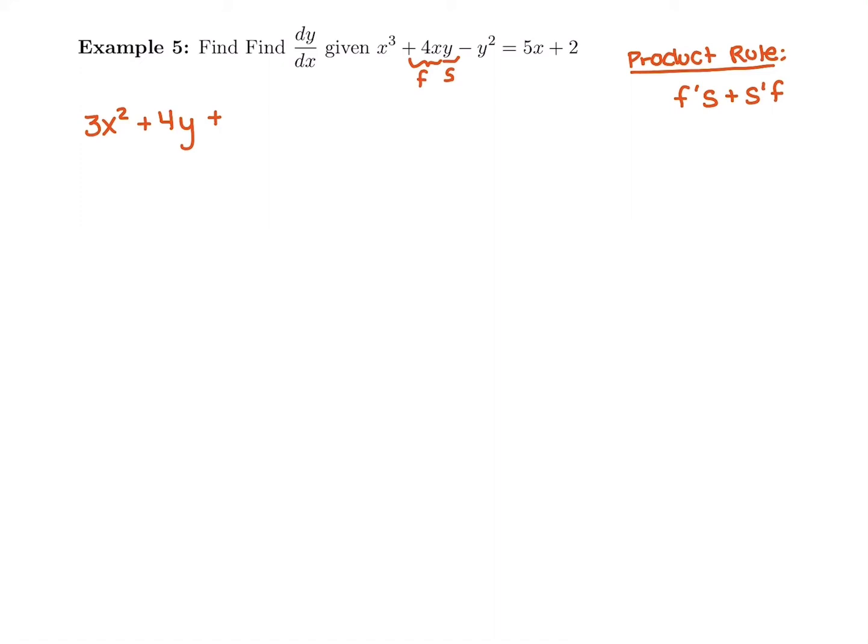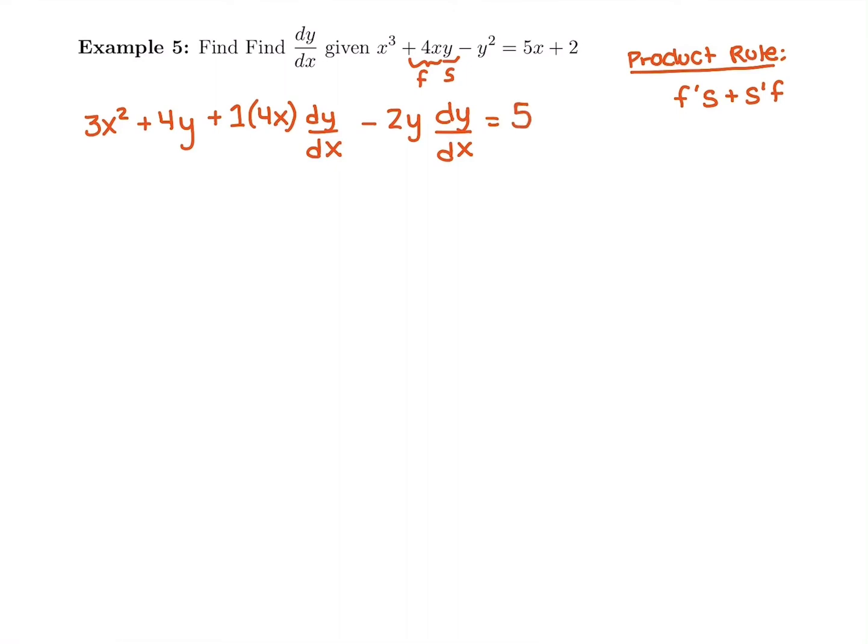Now I'm going to do the derivative of the second term. Derivative of 1y is 1 dy dx. I'm going to move it at the end. And that derivative of the second factor will be multiplied with the first factor, 4x. Minus the derivative of y squared is 2y. Since we took the derivative of a y term, we need a dy dx. Equals the derivative of the right side, derivative of 5x plus 2 is 5.